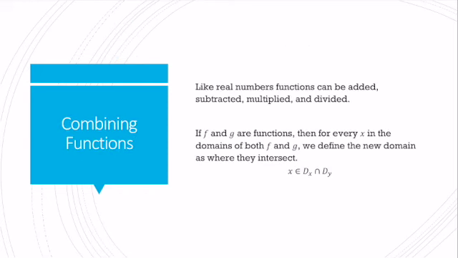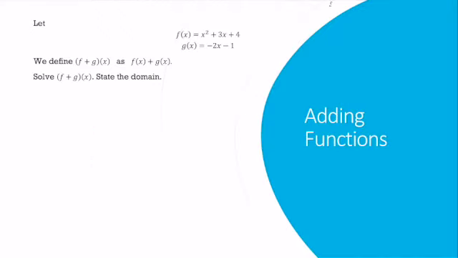Now, what's really nice about functions is that, just like real numbers, they can be added, subtracted, multiplied, and divided. So if I have two functions, then for every x in the domain of both f and g, we define the new domain as where they intersect. Okay, so let's take a look at a few examples. So keeping in mind that the domain of these functions is going to be the intersection, why don't we go ahead and practice by adding two functions. So I have f of x equals x squared plus 3x plus 4, and g of x equals negative 2x minus 1. Now, what's the domain of each of these functions?